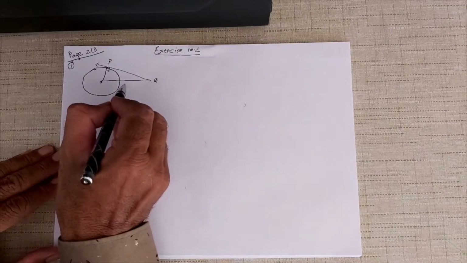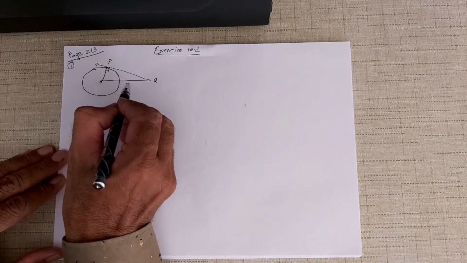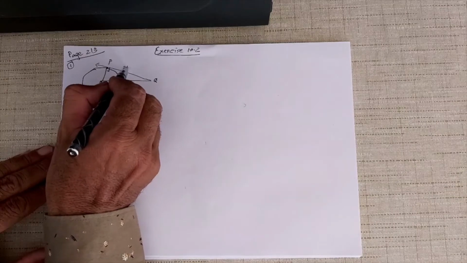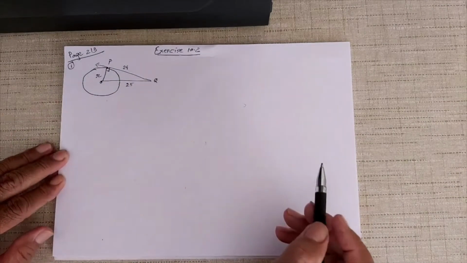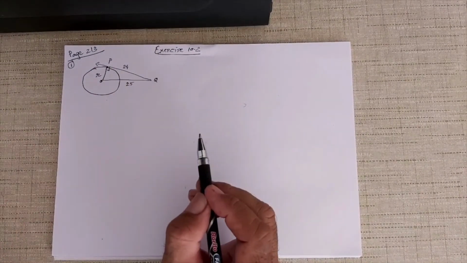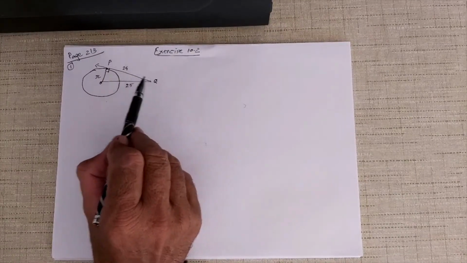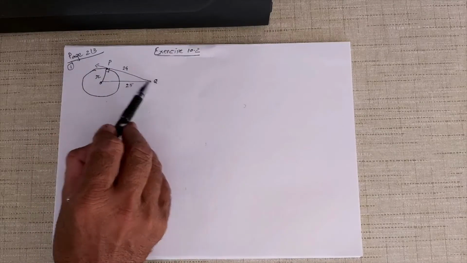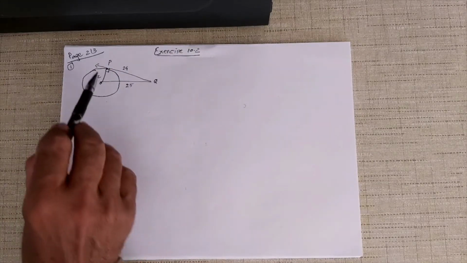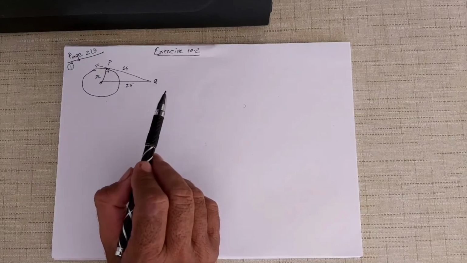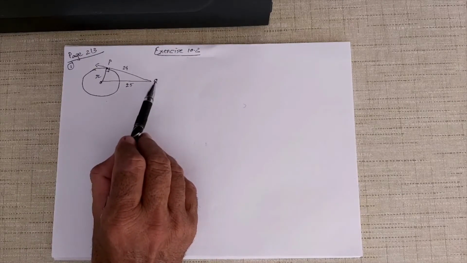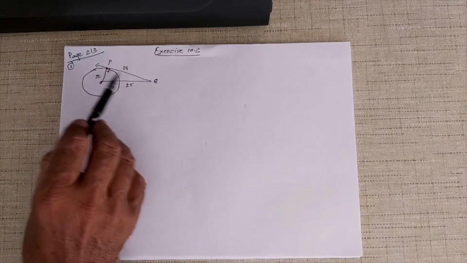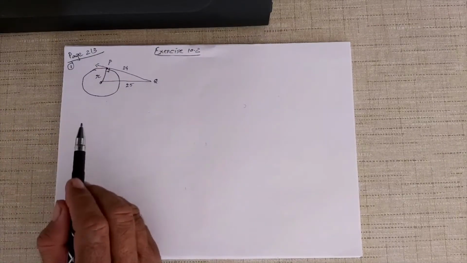This distance is given as 25 and the length of the tangent is given as 24. You want to find the radius. Question number 1 says from a point Q, the length of the tangent to a circle is 24. Suppose P is the point of contact, then PQ is called the length of the tangent. The length of the tangent is 24 and the distance of this point Q from the center of the circle is 25. So OQ is 25. Find the radius of the circle.